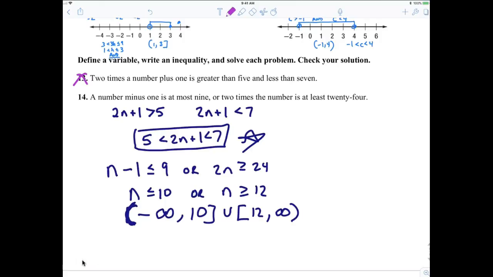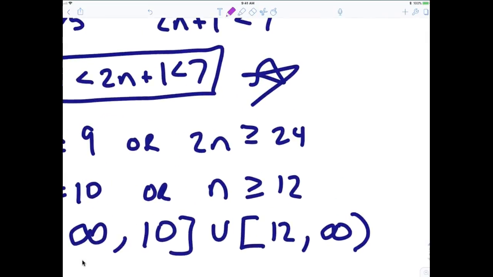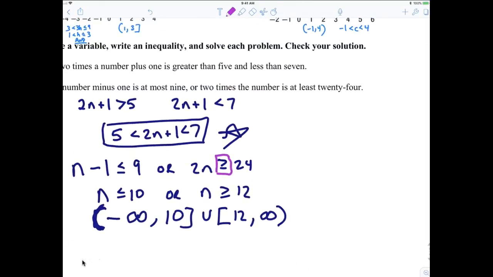So when it says at least 24, I just said, if I have at least $24 in my pocket, what does that mean? So this means greater than or equal to 24. Well, 24 is on the other side, so 2 is greater. Do you understand what I have on there?